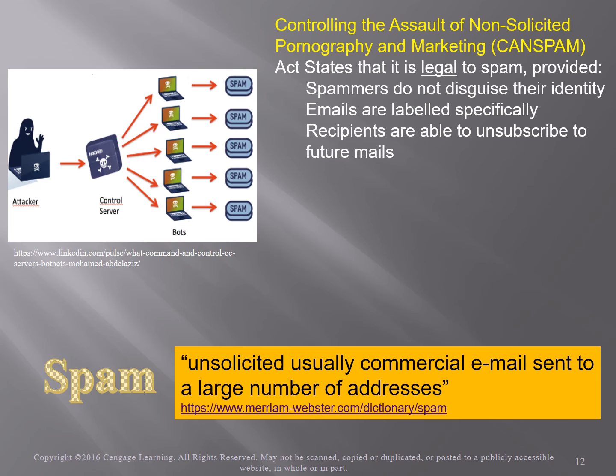The United States is generally an opt-out country. That is, users have to specifically opt out by request or virtually uncheck the box to receive a newsletter, for instance. While CAN-SPAM says it is legal to spam in the U.S., spammers must not disguise their identity, the emails must be specifically labeled as spam or shopping, and the recipient must be able to unsubscribe in the future if desired.